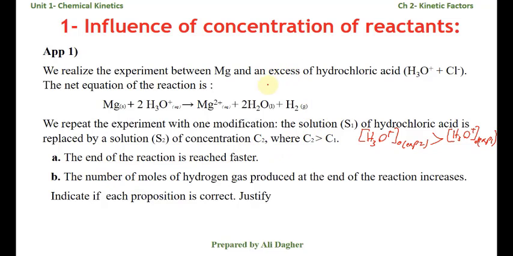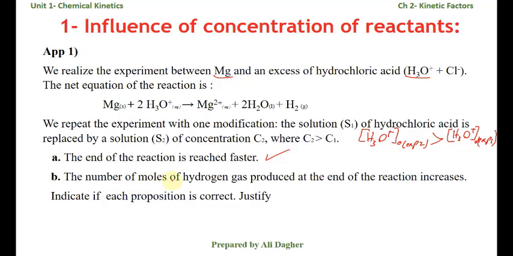We have in the given that the hydrochloric acid, that means H3O+, is in excess. That means Mg is the limiting reactant. The initial concentration of H3O+ increases, then the rate of the reaction should increase because the initial concentration of H3O+ is a kinetic factor. Then when the rate increases, the time needed to reach the end of the reaction decreases. That means the end of the reaction is reached faster, then the proposition is true.